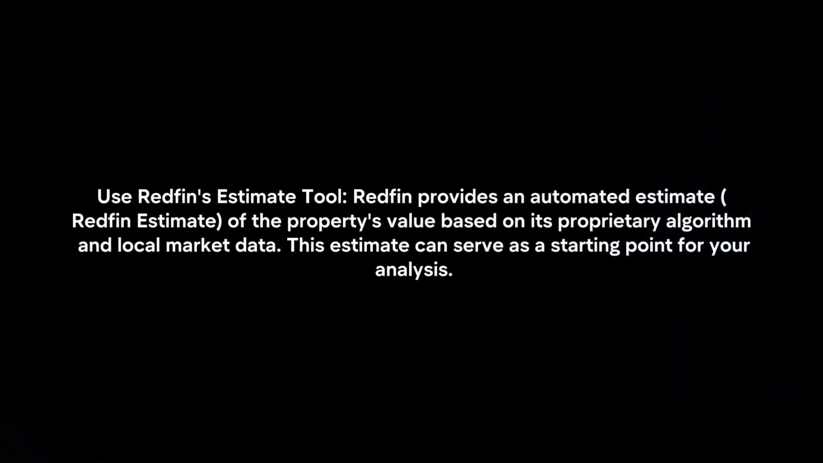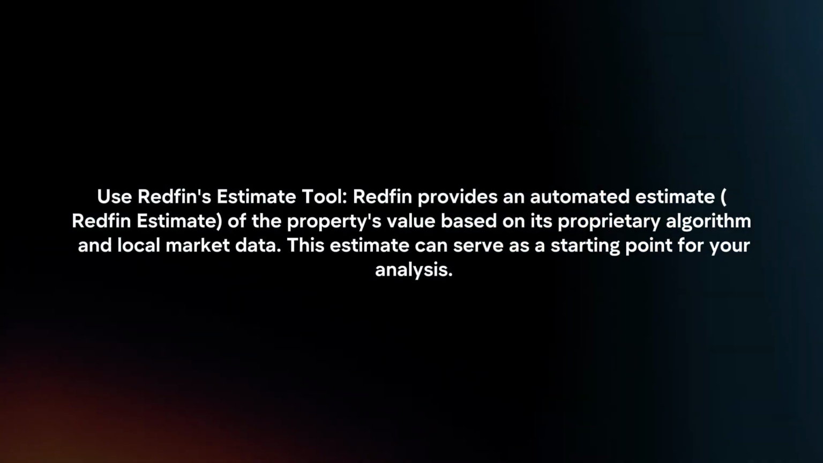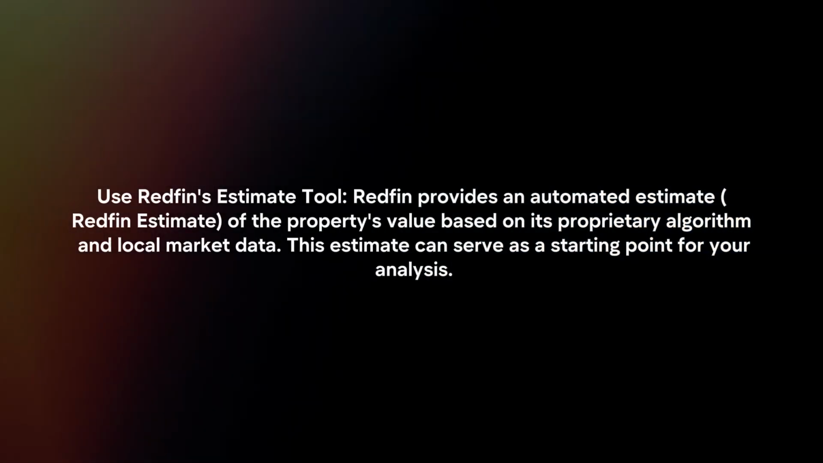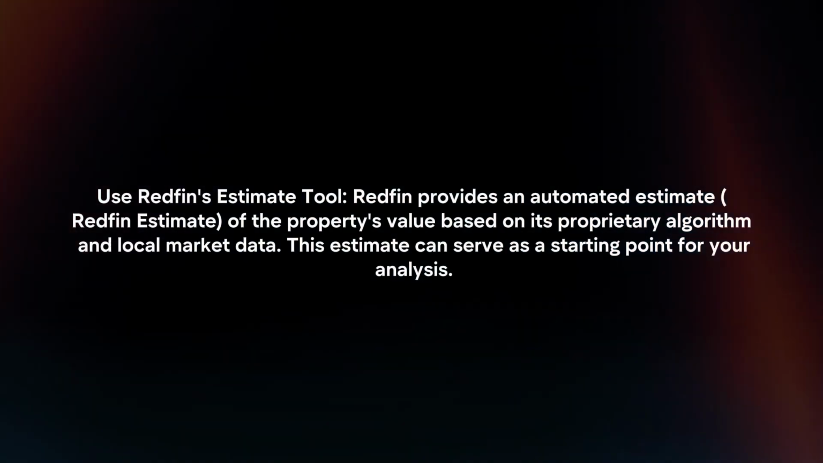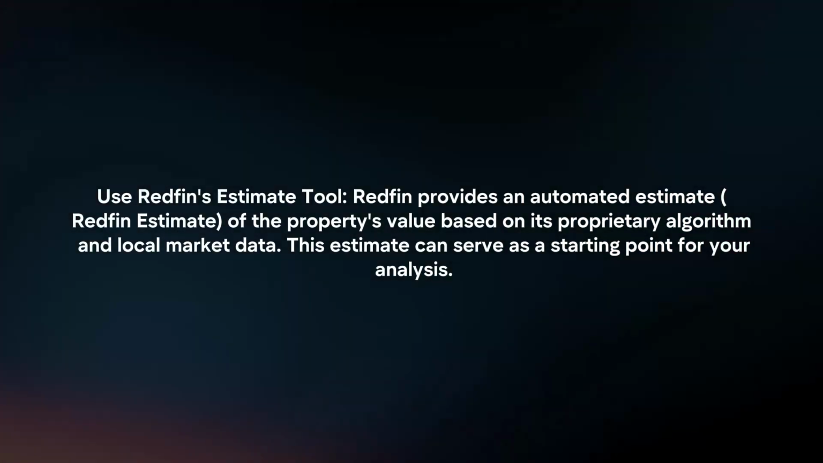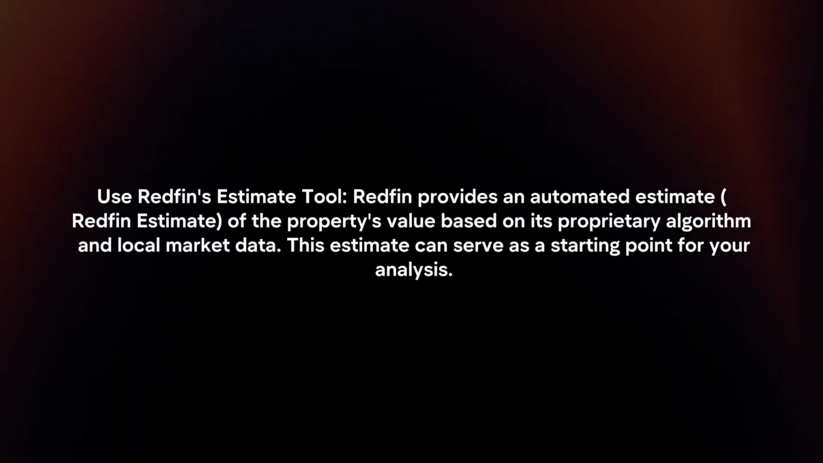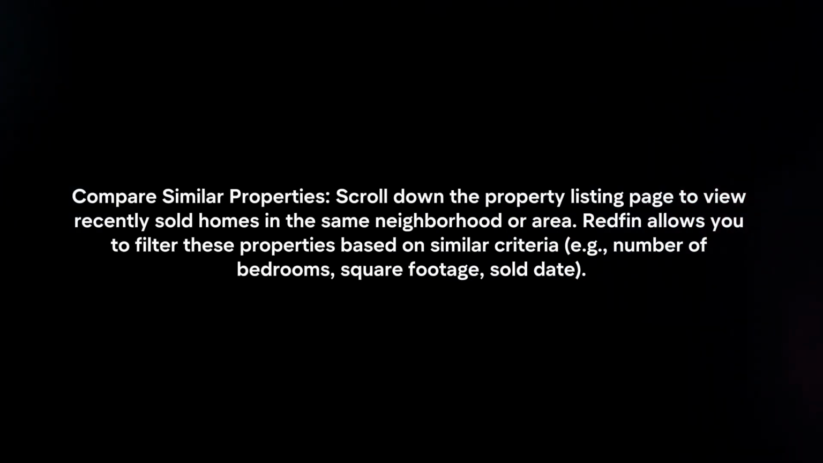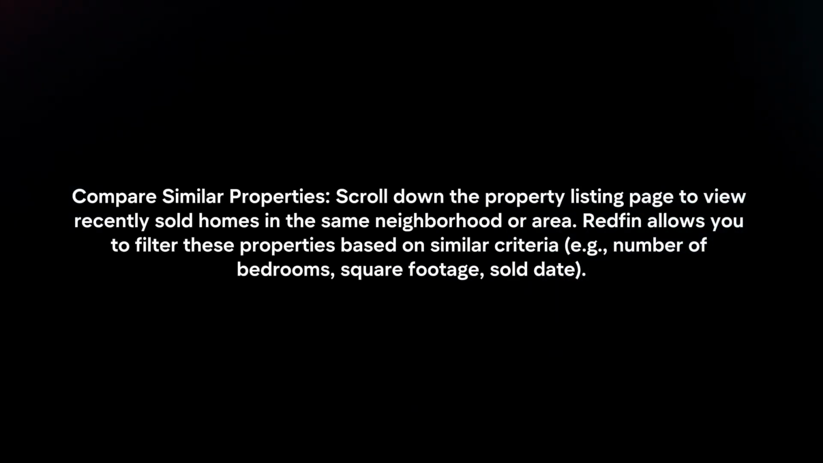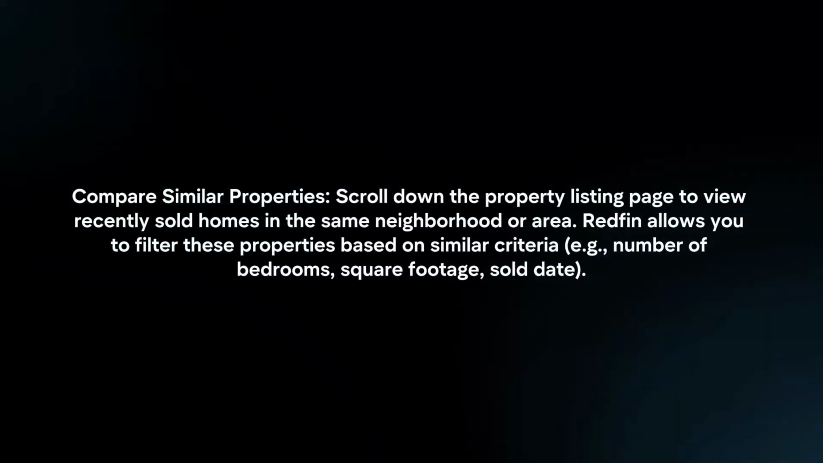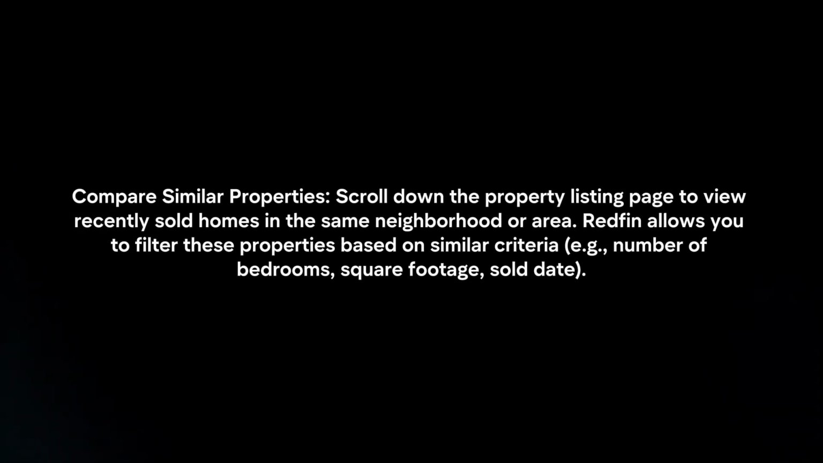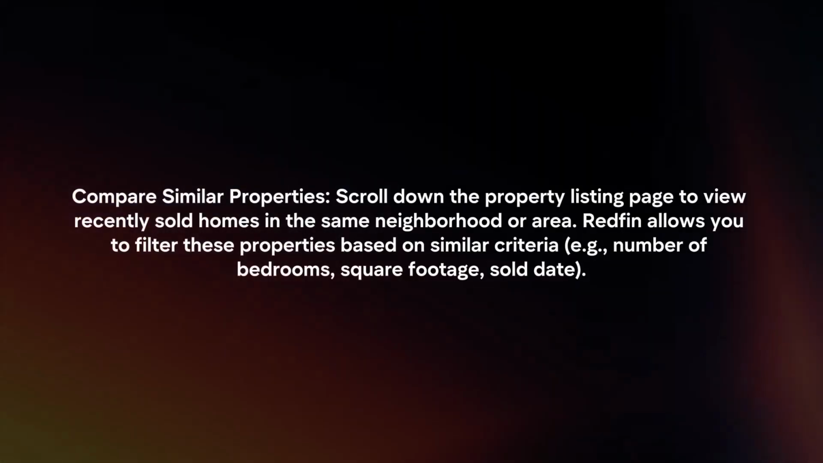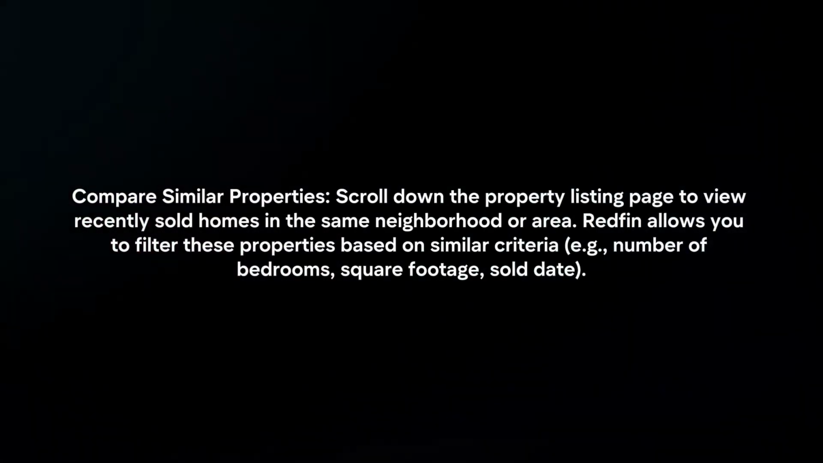Use Redfin's estimate tool. Redfin provides an automated estimate of the property's value based on its proprietary algorithm and local market data. This estimate can serve as a starting point for your analysis. Compare similar properties. Scroll down the property listing page to view recently sold homes in the same neighborhood or area. Redfin allows you to filter these properties based on similar criteria.